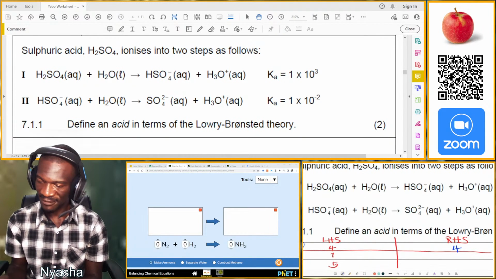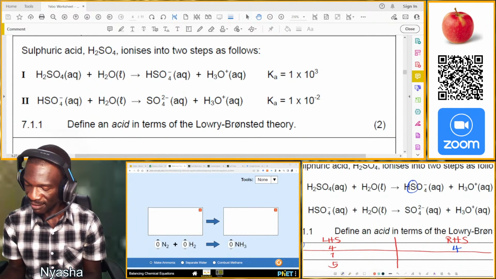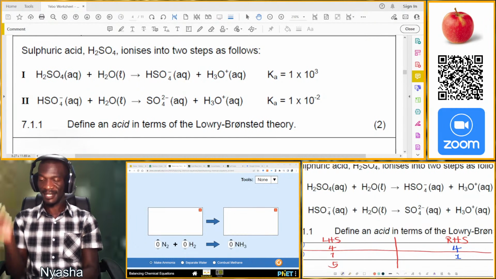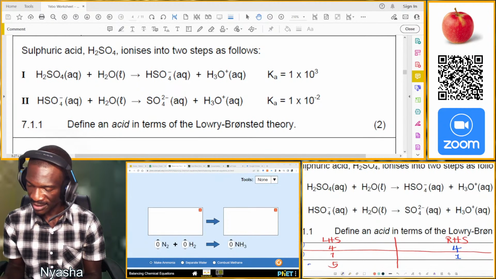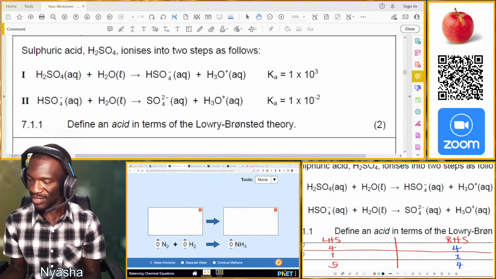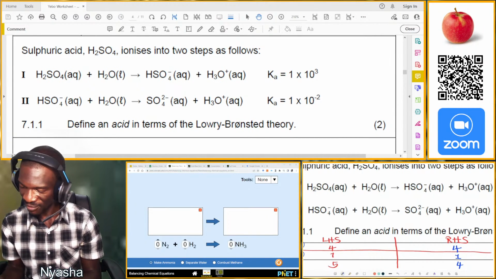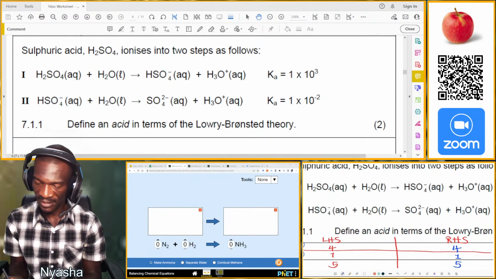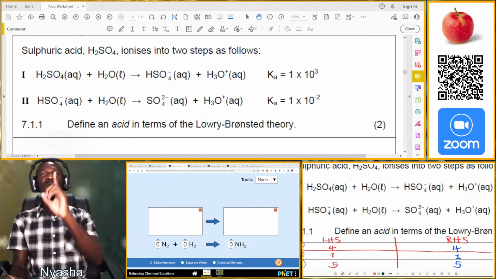Let's look at the sulfurs. On the right-hand side, we have one sulfur. So one sulfur here, and we have one sulfur here. So the sulfurs are balanced. Next, we're looking at the oxygens. We have 4 oxygens here and 1 oxygen there. So we have 5 oxygens on the right-hand side, 4 plus 1, which is the same as the 5 here. So our equation number 1 is balanced.